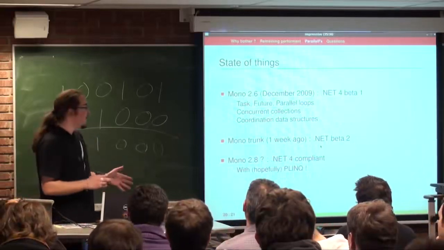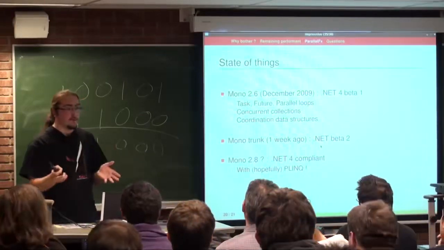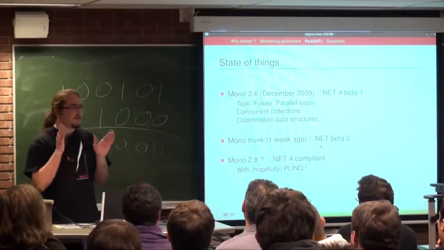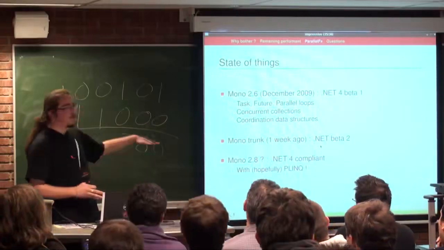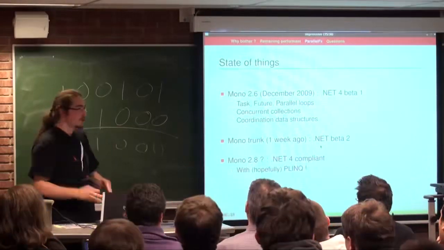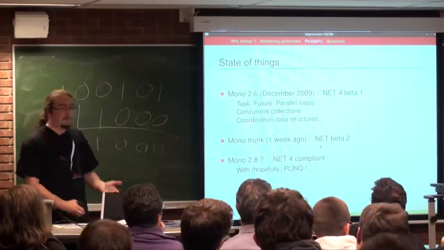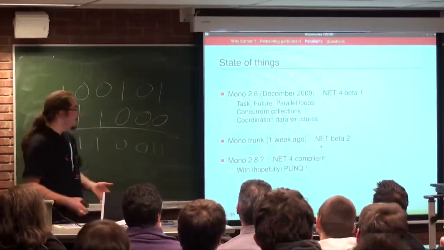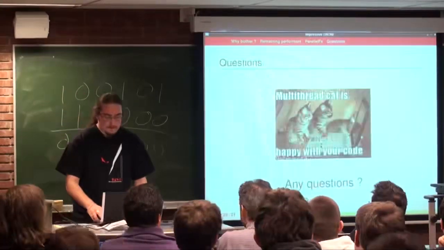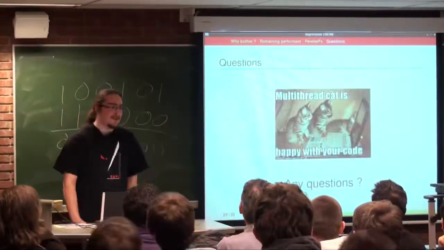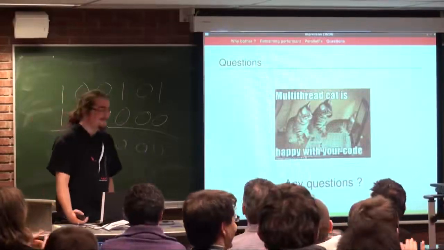Normally, between .NET 4 Beta 2 and .NET 4 Final, there shouldn't be a lot of change. So if you want to start using ParallelFx already, you're probably safe using the trunk version of the API. Hopefully, by Mono 2.8, we should have a fully .NET 4 compliant API with PLINQ. So thanks for your attention, and if you have any questions, I'll be happy to answer.